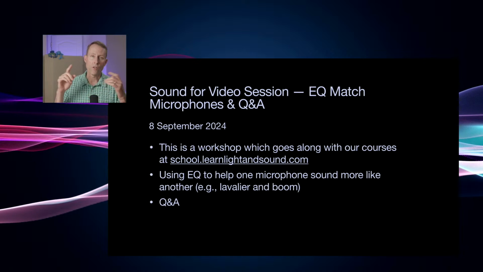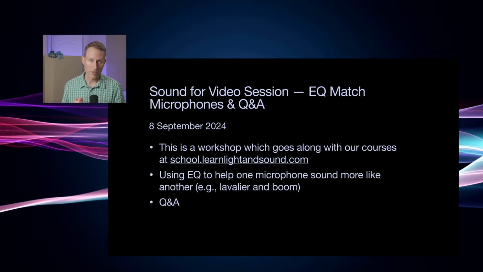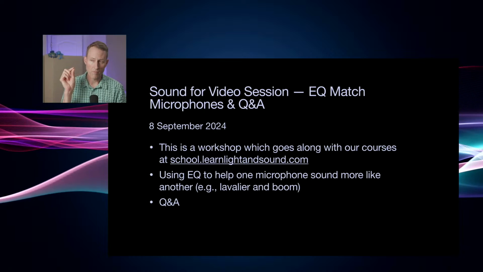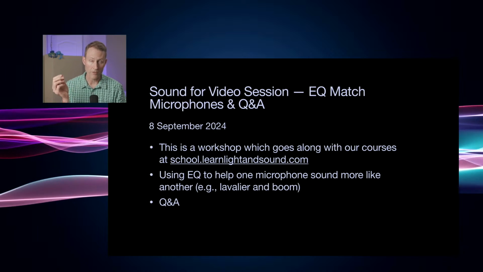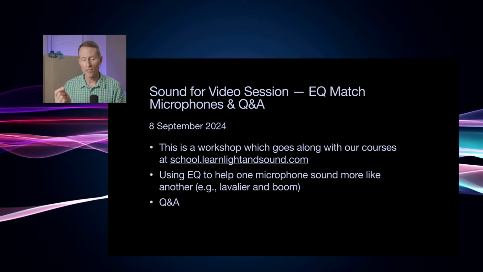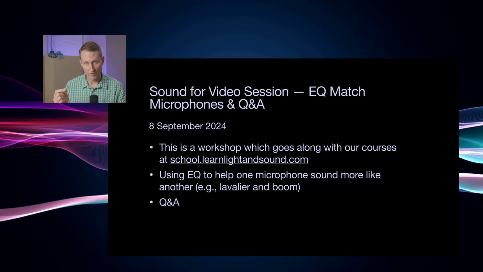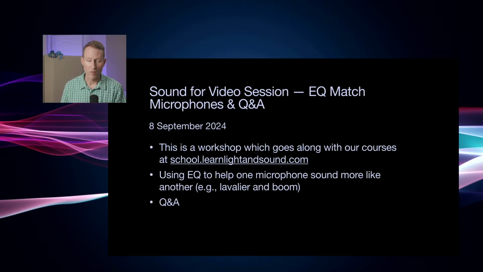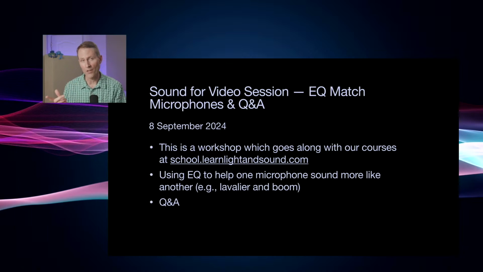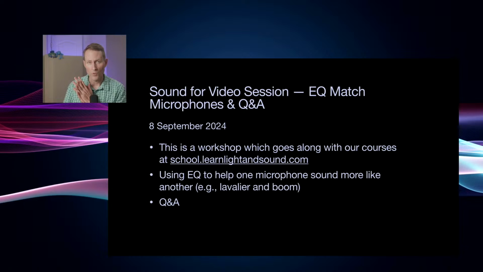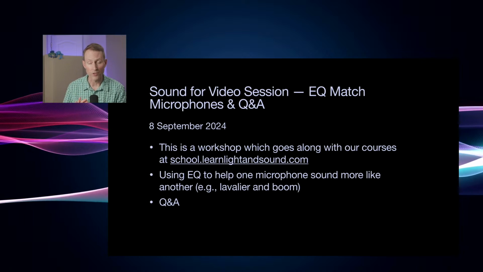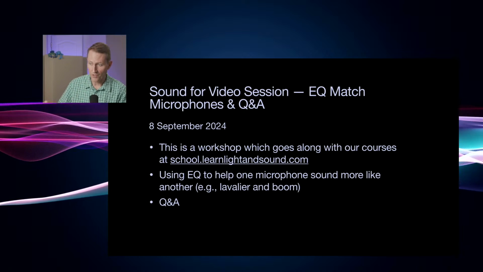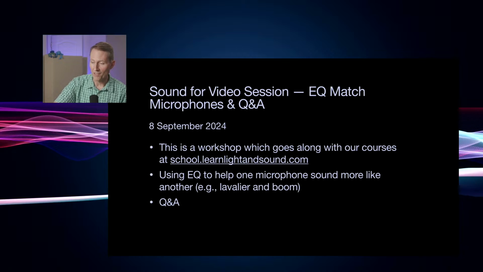So to go along with last week's session, what we're going to do is look at EQ matching, using an equalizer to try and make a lavalier microphone sound more like a boom microphone. And we'll use a couple of different tools to do that. One in iZotope RX and another one, which is a standalone plugin from a company called FabFilter. And then we did have a question that came up, and we'll jump to that a little bit later on.